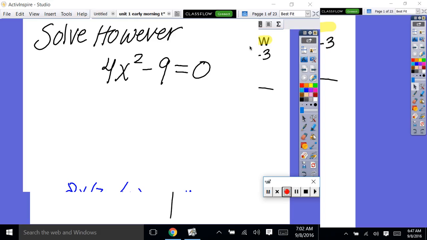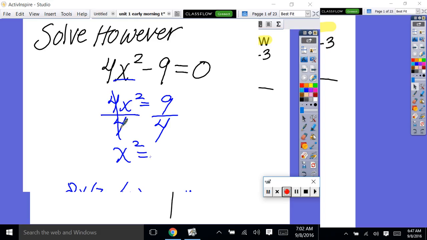There's no bx, right? So wouldn't we just isolate x squared? Add 9, so we have 4x squared is equal to 9. Then divide by 4. You have x squared is equal to 9 over 4. Take your calculator. Do 9 divided by 4. Hit math, enter, enter. It doesn't simplify, so we have 9 over 4.